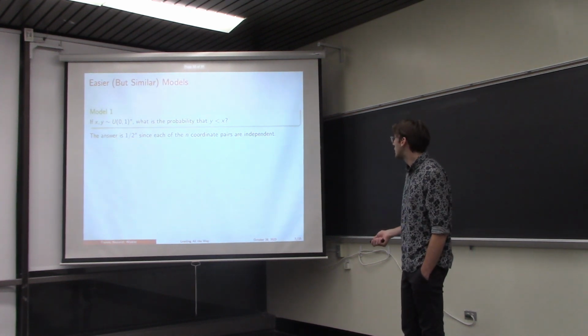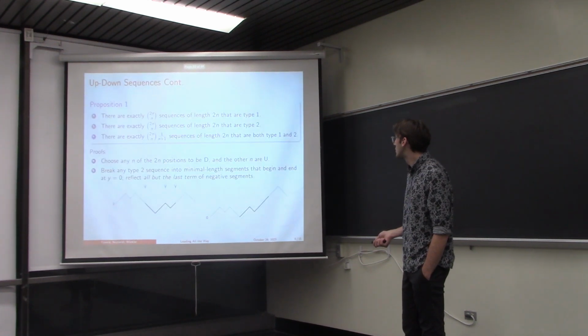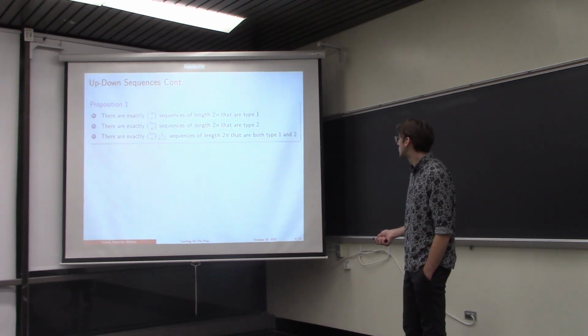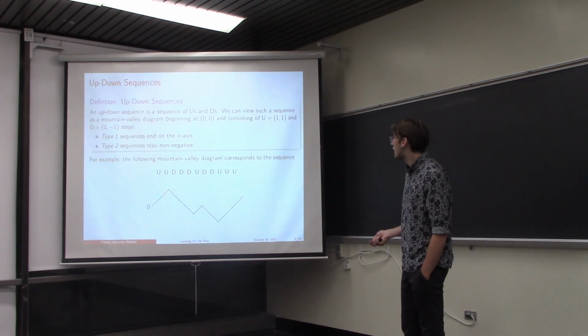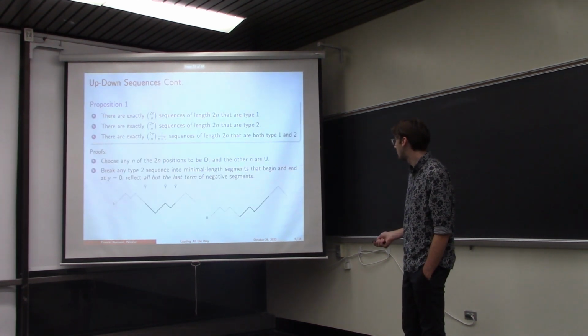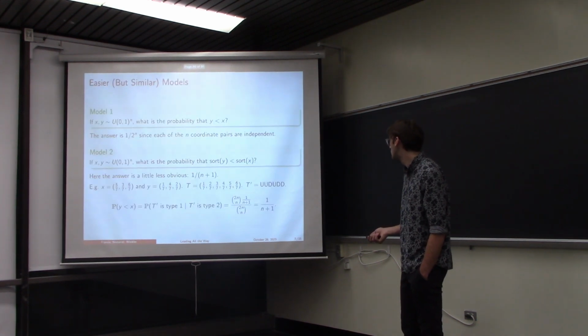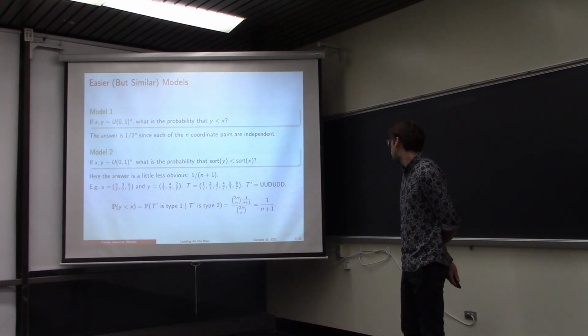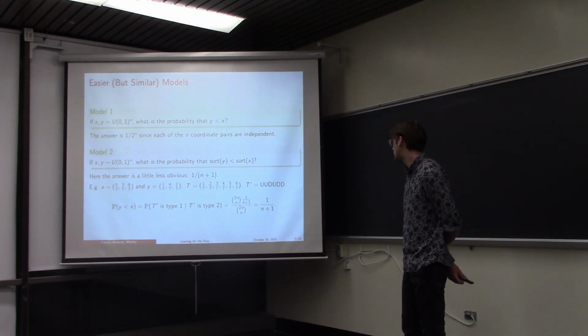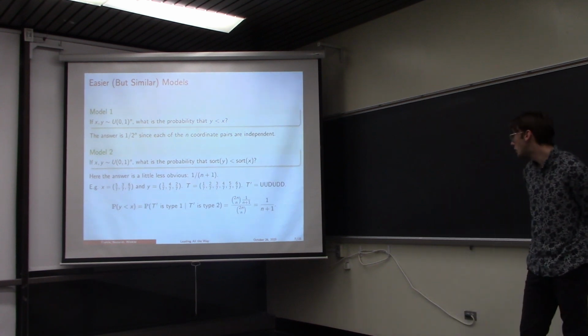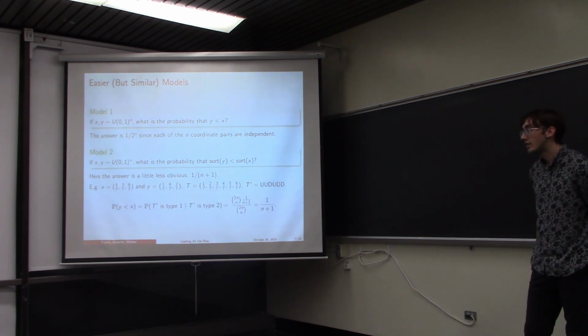So let's see, go back here. Type 1 ends on the x-axis, and type 2 stays non-negative. Let's see, I always forget which one's which. Type 1 such that t prime is type 2. Wait, you might be right, I may have flipped that. I'm pretty sure that it's this way though, because, yeah, this is correct.